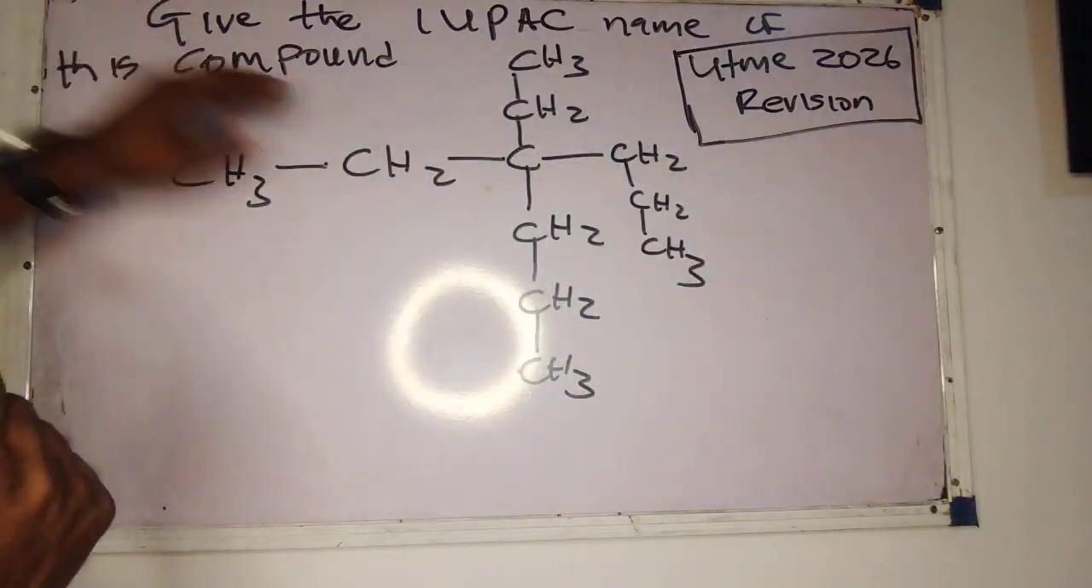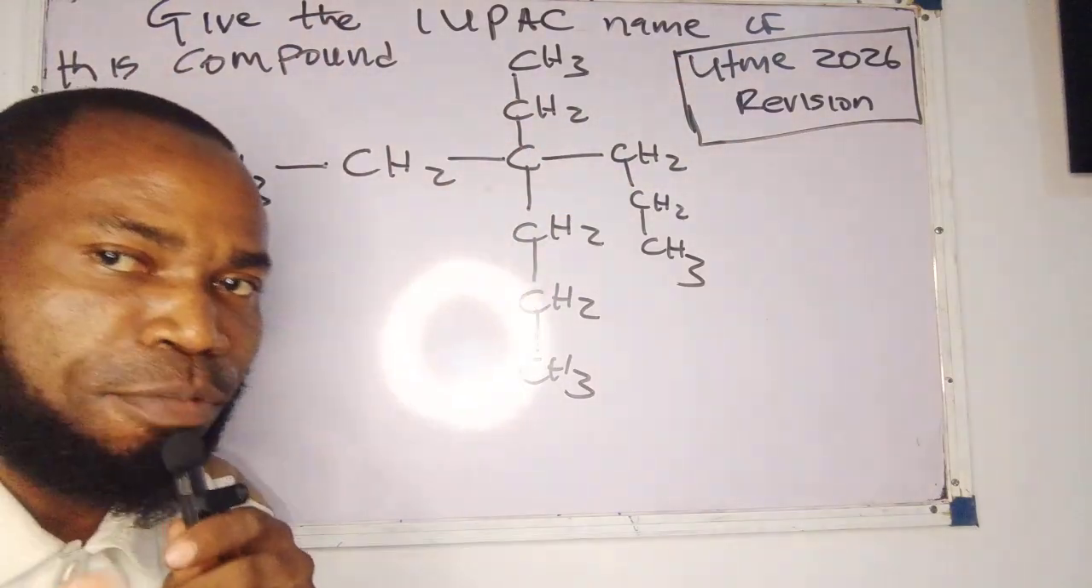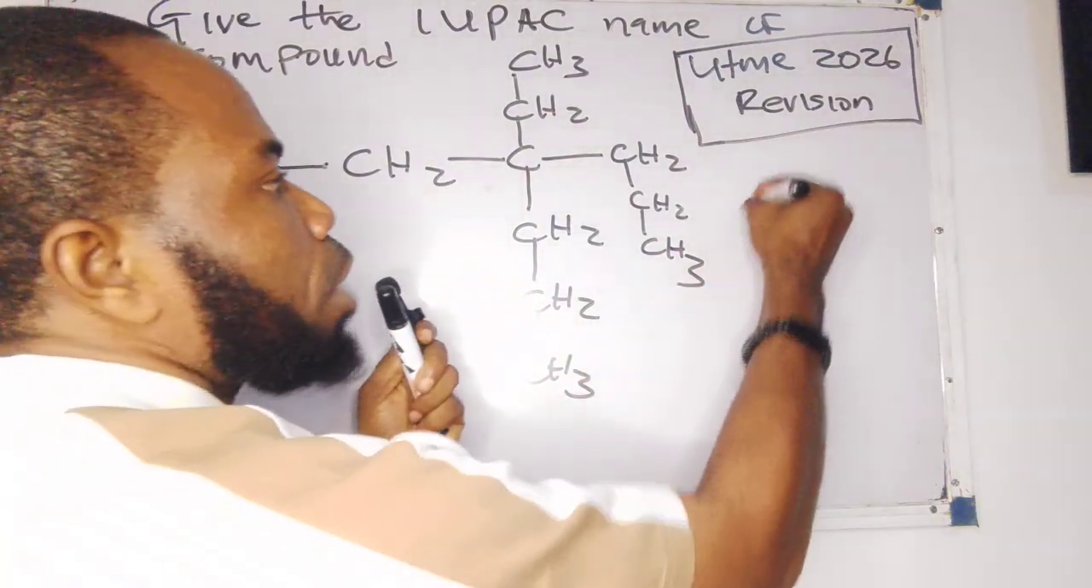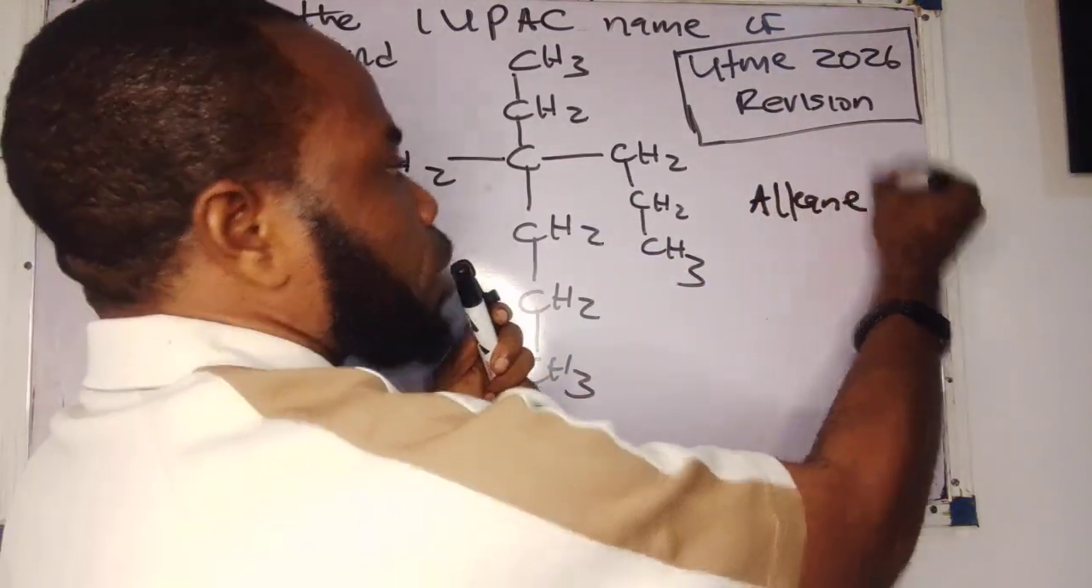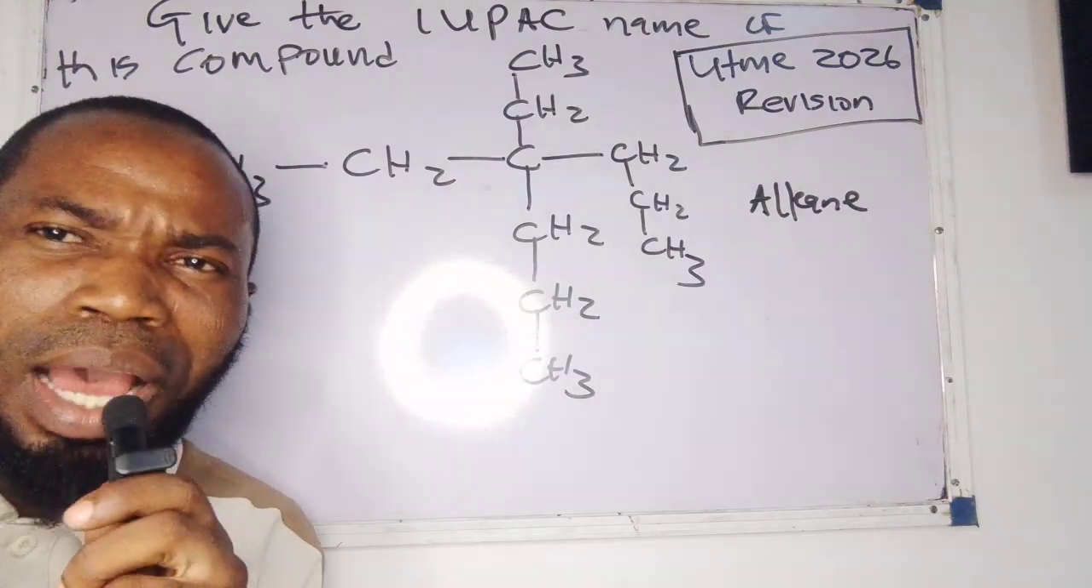Now they said give the IUPAC name of this compound. First off, you need to identify that this compound is an alkane. Now, how do I know that this compound is an alkane? Very quickly.